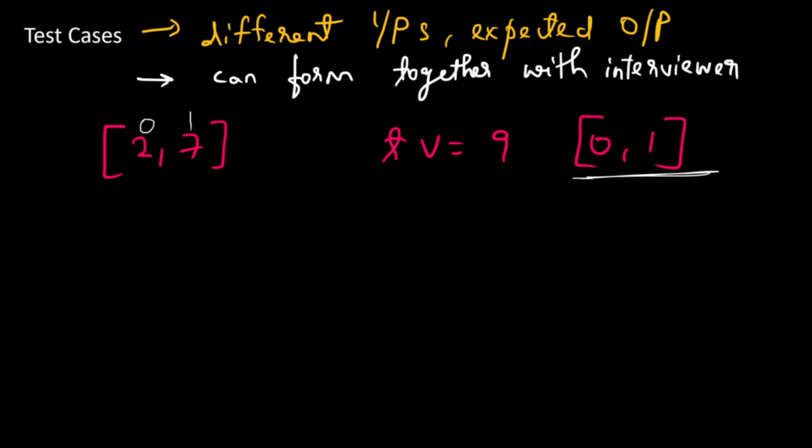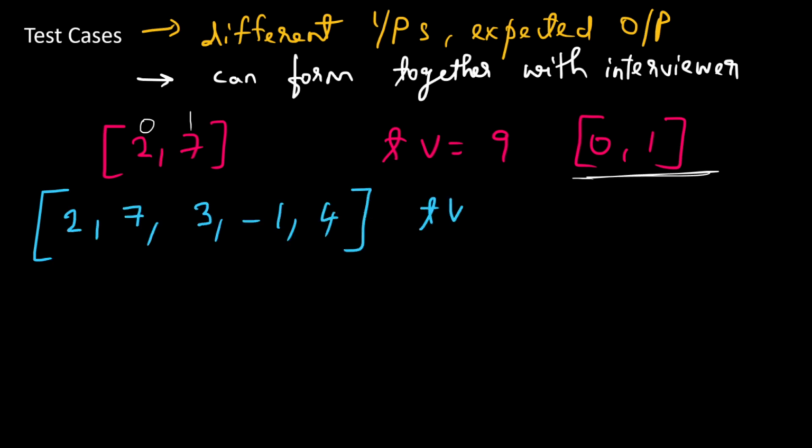Now, what if the array which is given to us is, let's say 2, 7, 3, -1 and 4, and the target value is equal to 2. Now, in this case, we can see that if we add up these two, 3 and -1, we will get the target value. So we need to return the indices of these two values. So this is 0, 1, 2, this is 2, and this is 3, right? So the output in this case should be 2, 3.